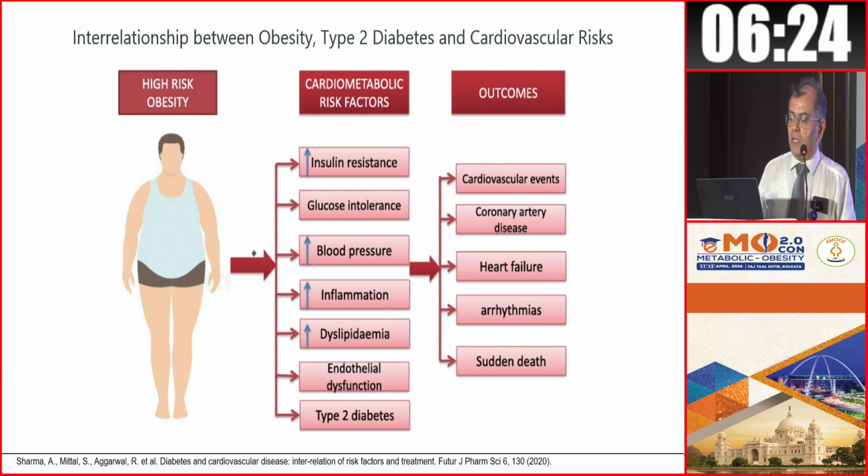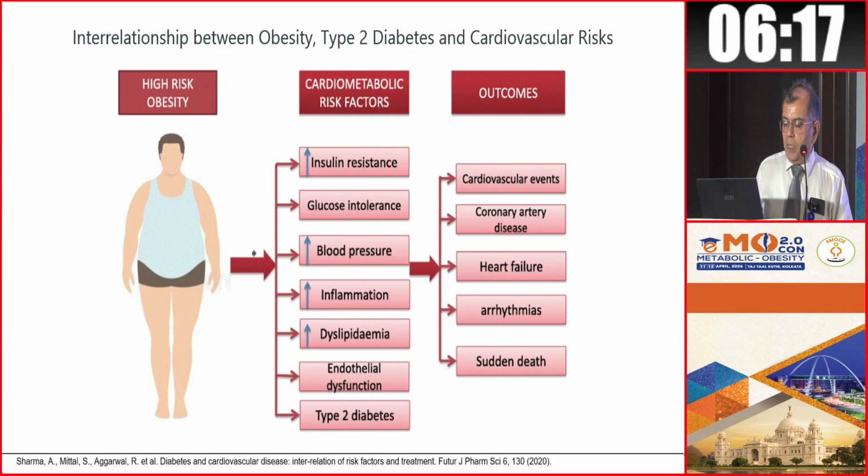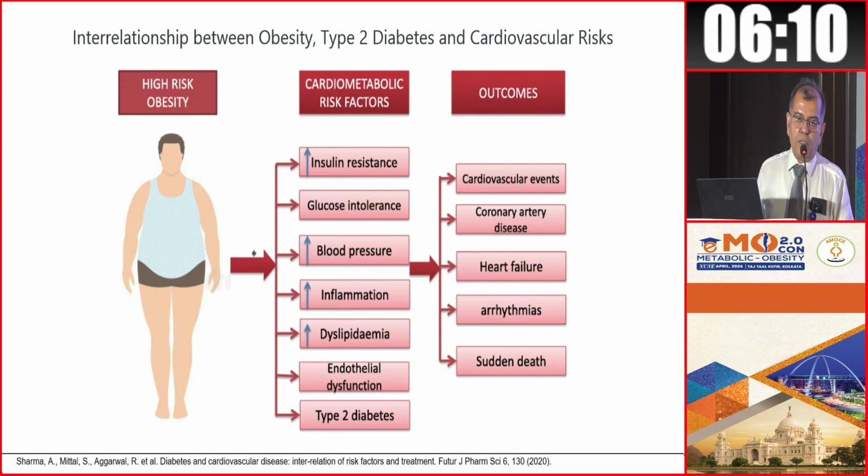High-risk obesity can worsen the cardiometabolic risk factors, increase the blood pressure, increase the inflammation, and worsen dyslipidemia and endothelial dysfunction, ultimately leading to adverse cardiovascular events, heart failure, arrhythmias, and last but not the least, sudden death.